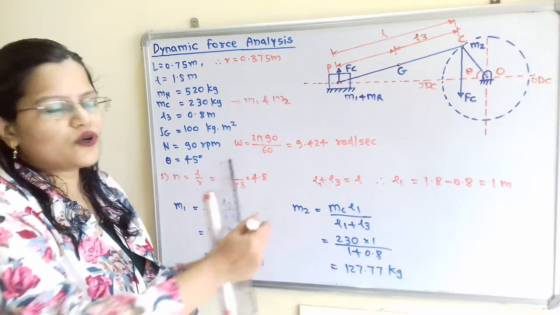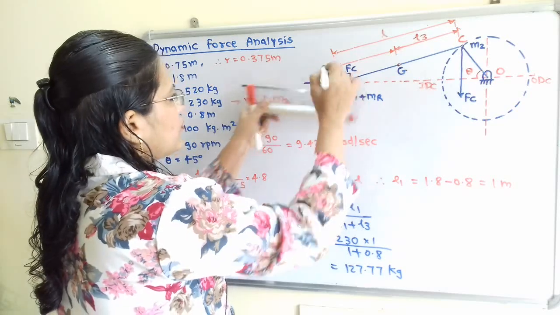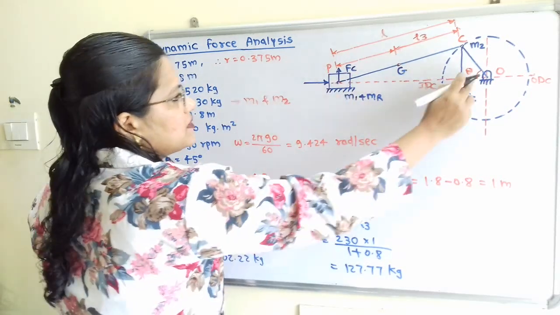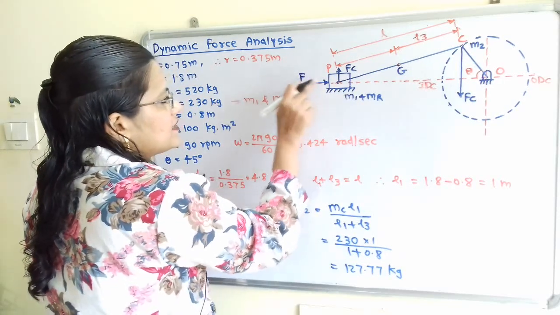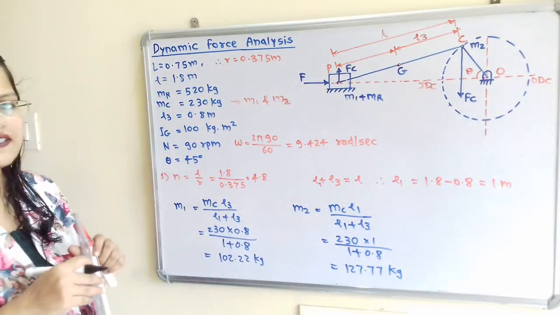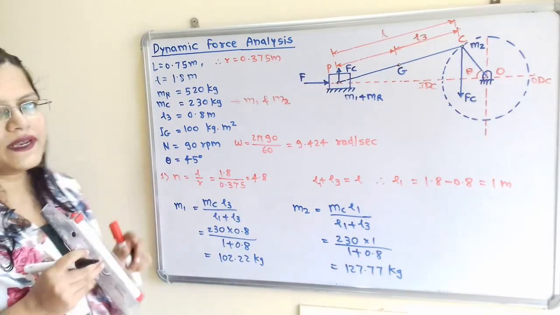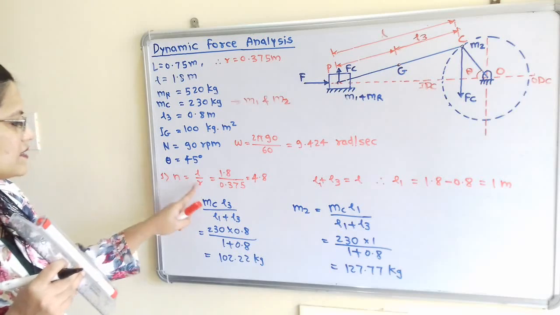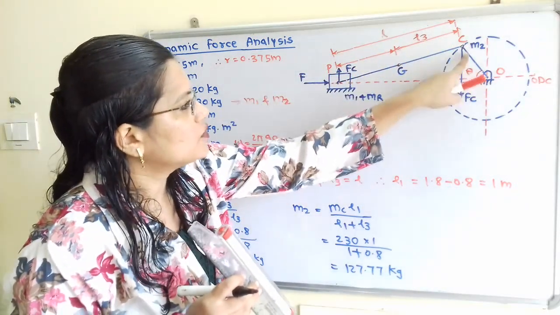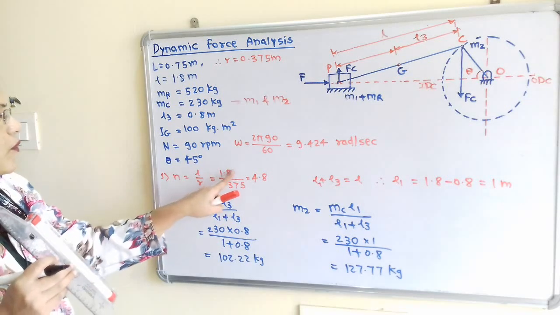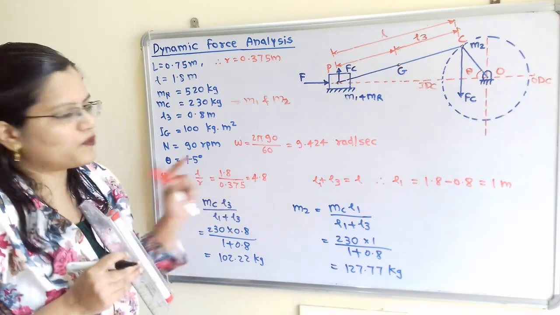So we have to show the piston force towards the right hand side. From this angle theta we can conclude that F is acting towards the right hand side direction. Now we will calculate the obliquity ratio n. So n is equal to L by R, that is 1.8 divided by 0.375, which is equal to 4.8.